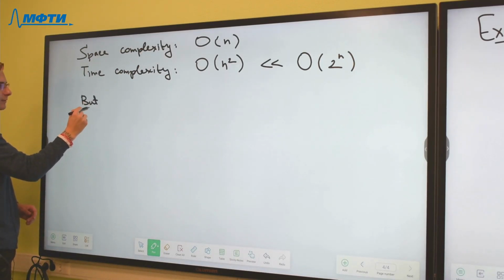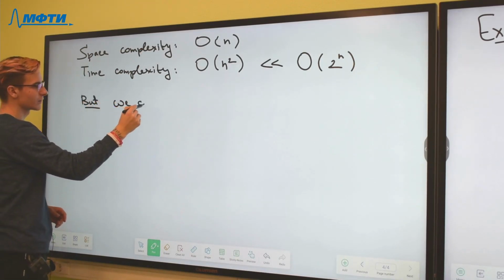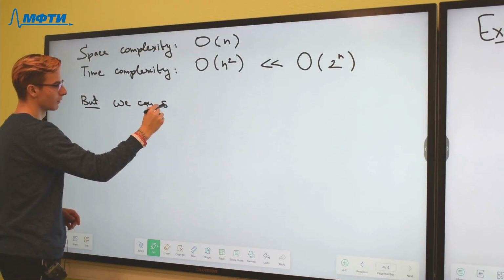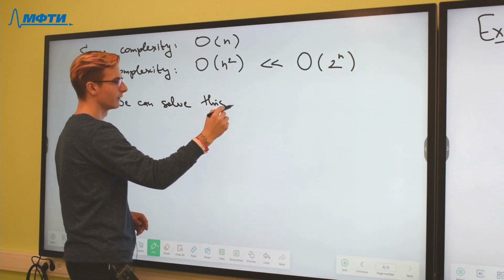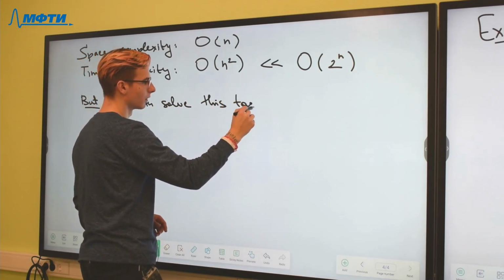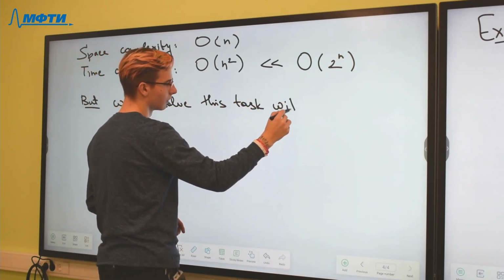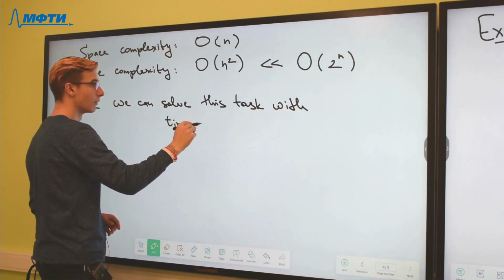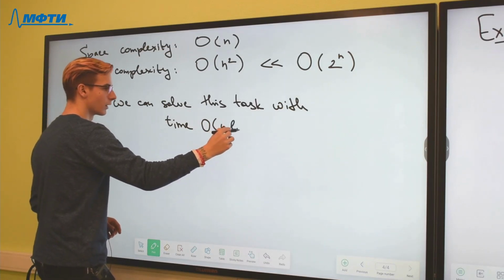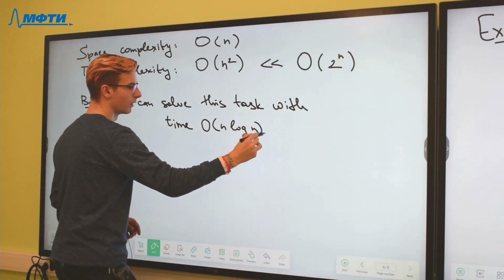But we can solve this task with time O(n log n).